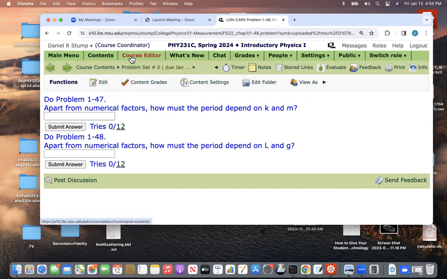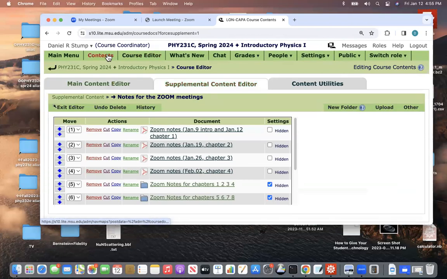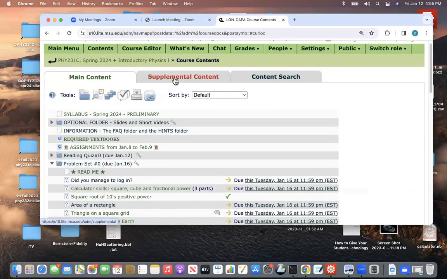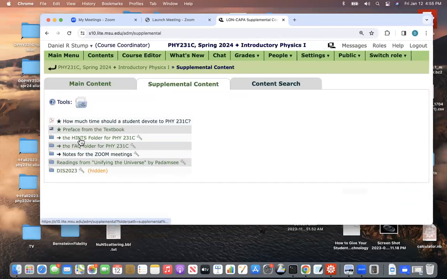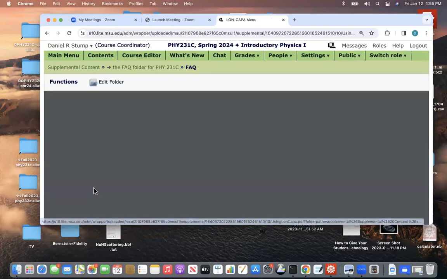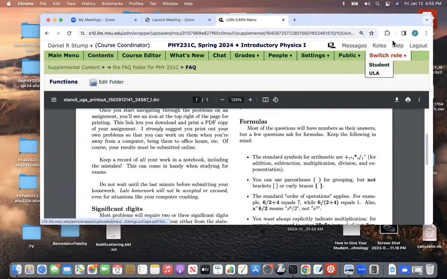Now, how do you type a formula into ln kappa? Well, if you haven't done this before, you go to supplemental content. Look at the FAQ folder. I don't know how to use ln kappa. Okay. Here's how you type formulas into ln kappa. Most of the questions will have numbers as their answers, with units, but a few questions ask for formulas.